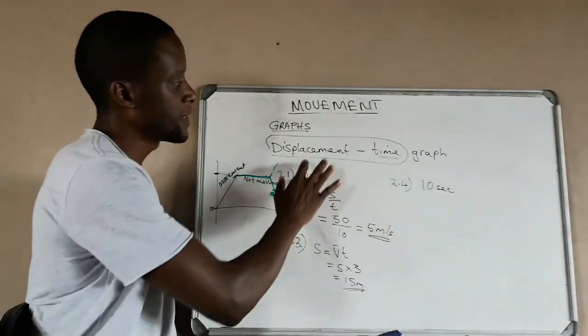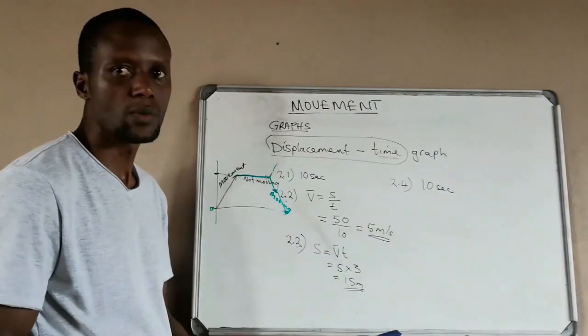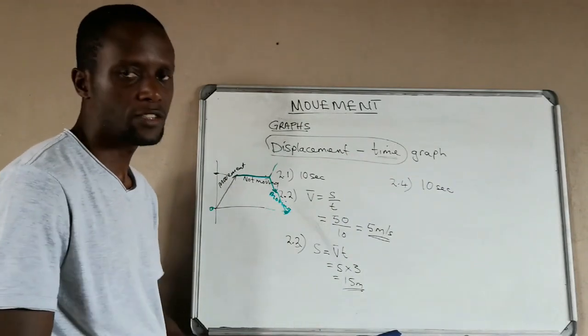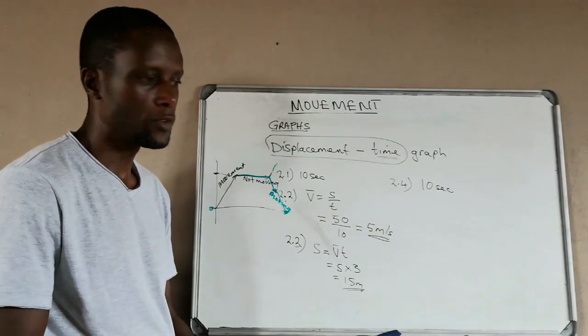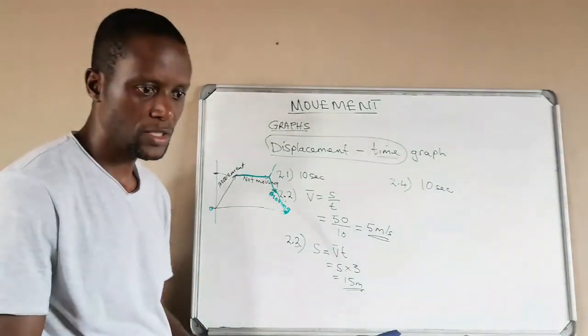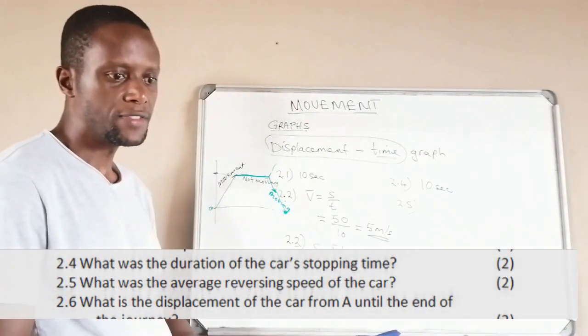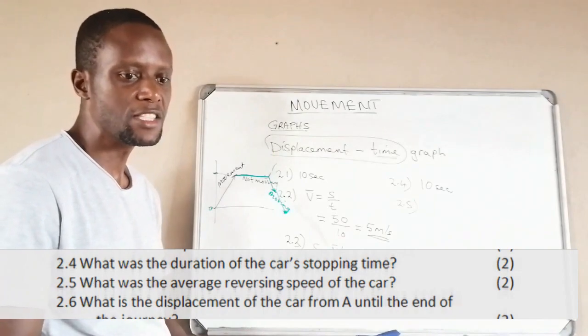Alright, so with the displacement time graph, it is very easy. You just observe, then you answer. It's just a few marks. And I repeat, it's just for the N2 kind of questions. The next question was 2.5. 2.5 says, what is the average reversing speed of the car?